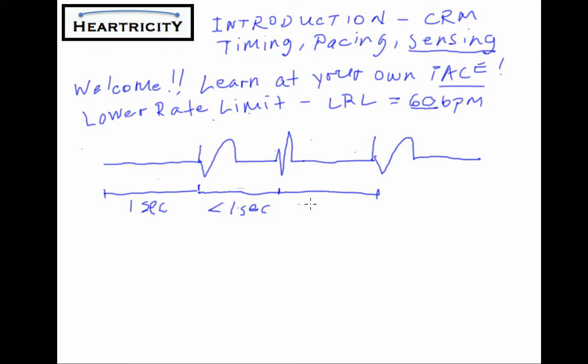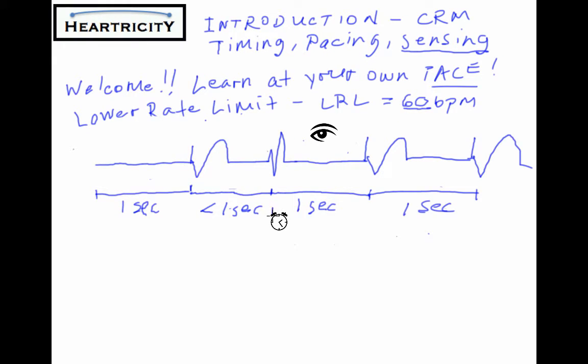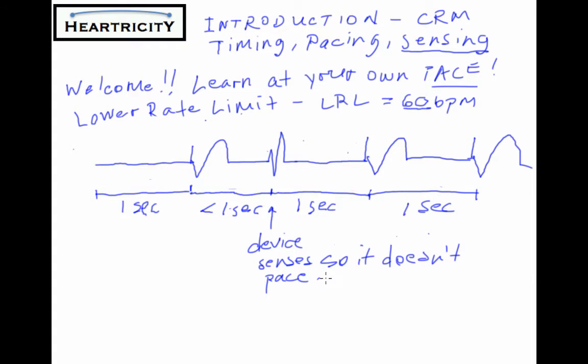As in this example, when the device sensed the intrinsic beat, it restarts the clock, and it doesn't pace. The term we use to describe the device not pacing as a result of sensing this signal is inhibit. In other words, pacing is inhibited due to the presence of this intrinsic beat.